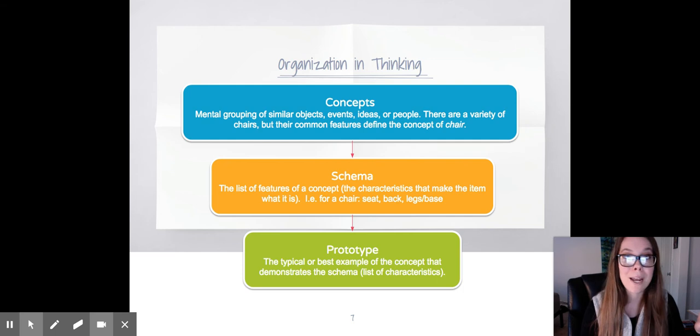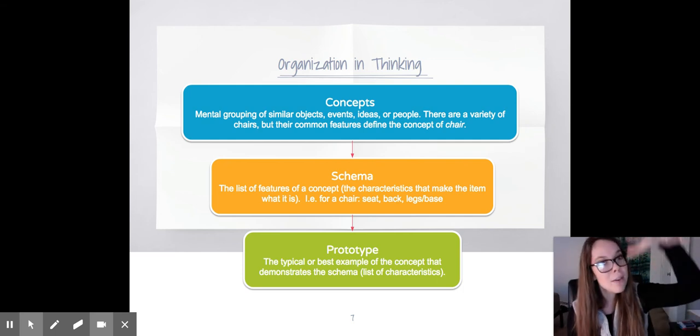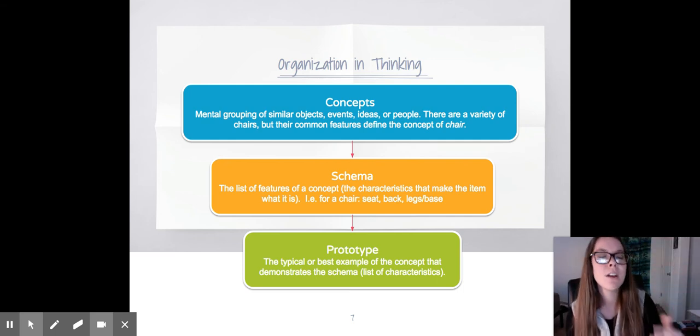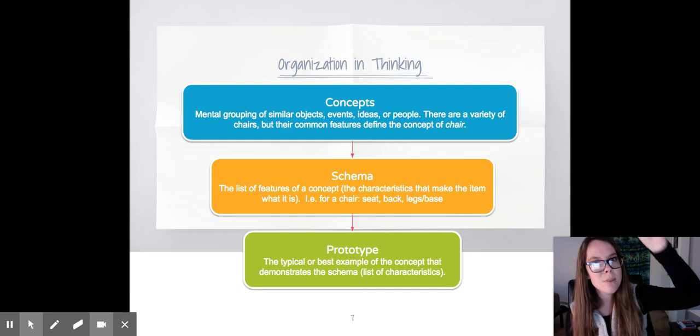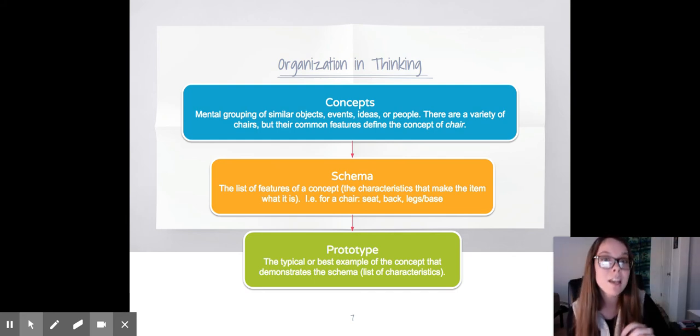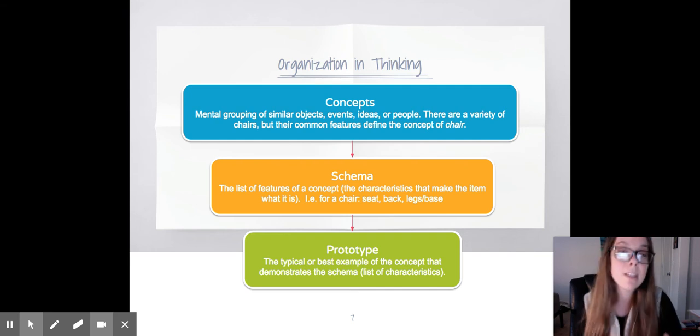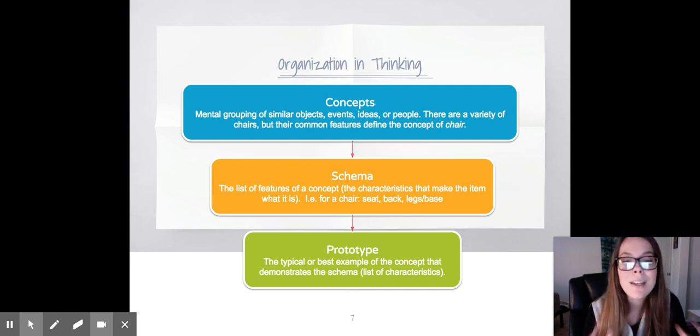And then we have a prototype. Like I just said before, this is kind of the way you think of it. So it's like layers. We have our concepts, and then within concepts, we have our schemas, which make it a very detailed aspect of those concepts. And then within the schemas, we have prototypes. And these are the typical best example of the concept.